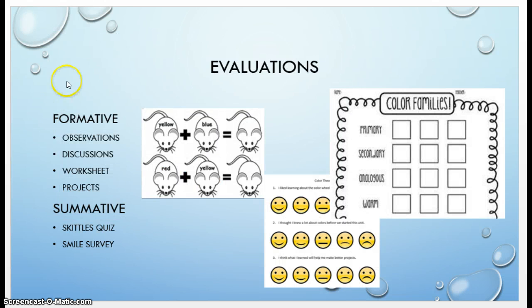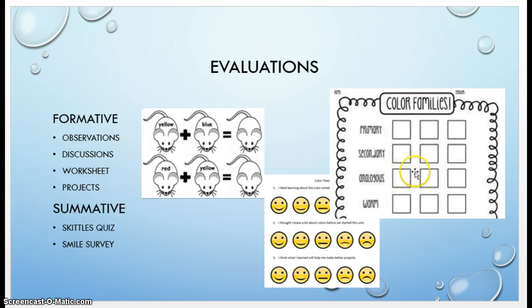For my evaluations, I would have a lot of formative evaluations because it is an art class and they are kindergartners. So I would be doing a lot of observations. We would have a lot of discussions as a whole class. This is the mouse paint worksheet that I mentioned, and also the color wheel project and the cool and warm hand project I just showed. For the summative evaluation, this would be the smiley survey that they would take at the end just to kind of let me know what they liked and what they didn't like.